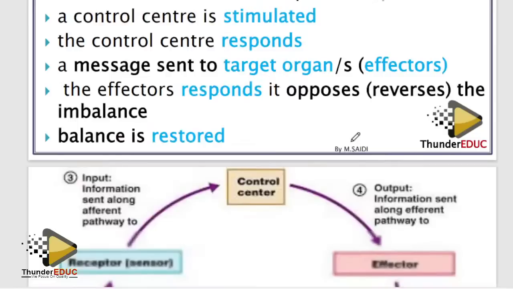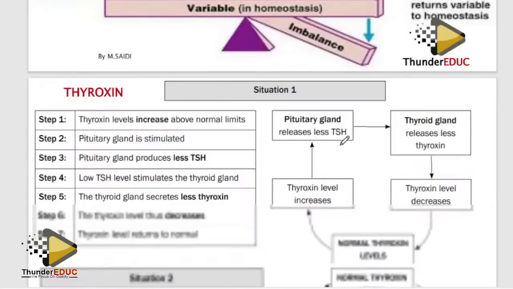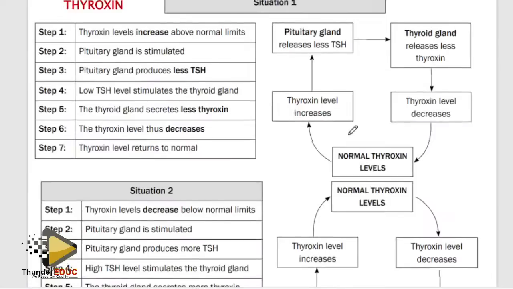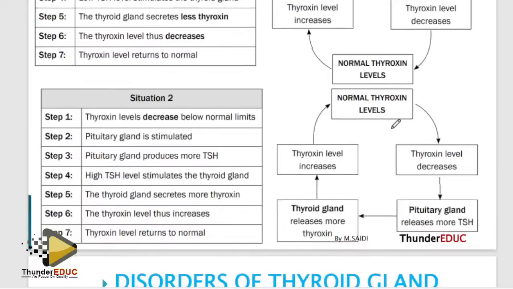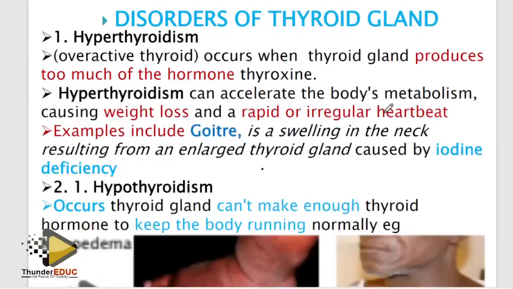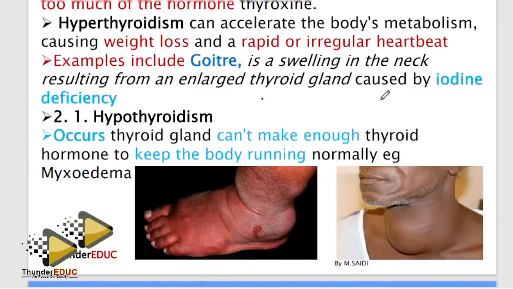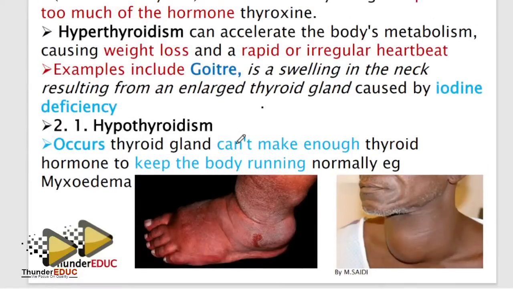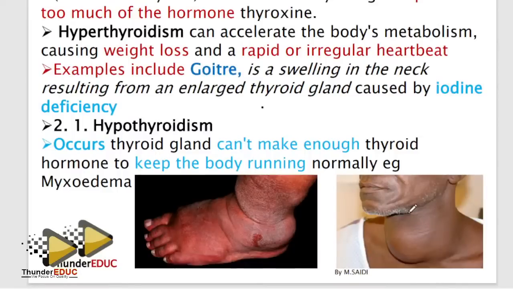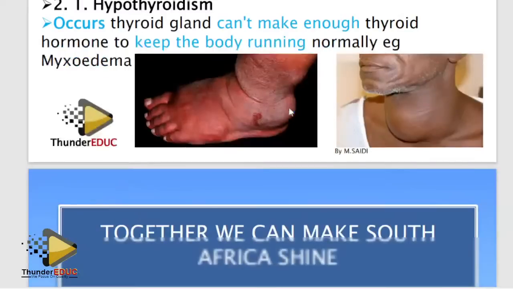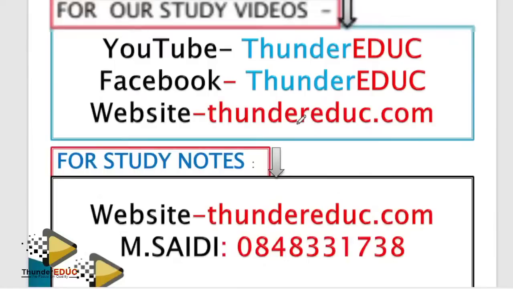Negative feedback mechanism. Here, I'm just going to give you one trick. But don't make the mistake of going in when you don't know thyroxine. Make sure you know it. Hyperthyroidism, hypothyroidism. Swelling of the thyroid gland is called goiter. But I'm going to show you how you can answer questions about homeostasis and negative feedback mechanism.